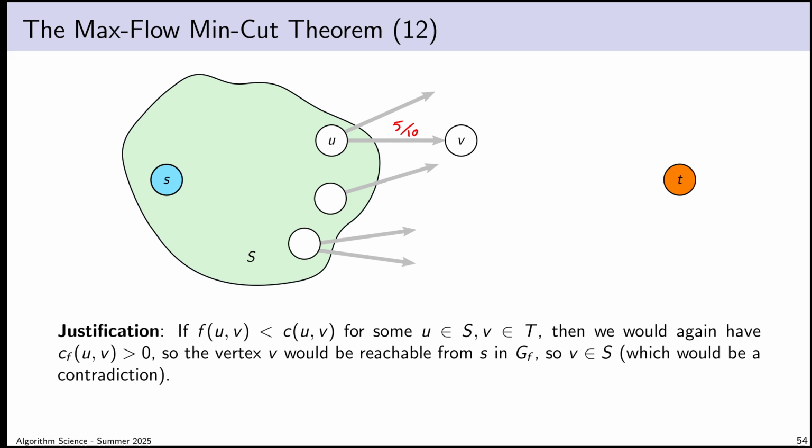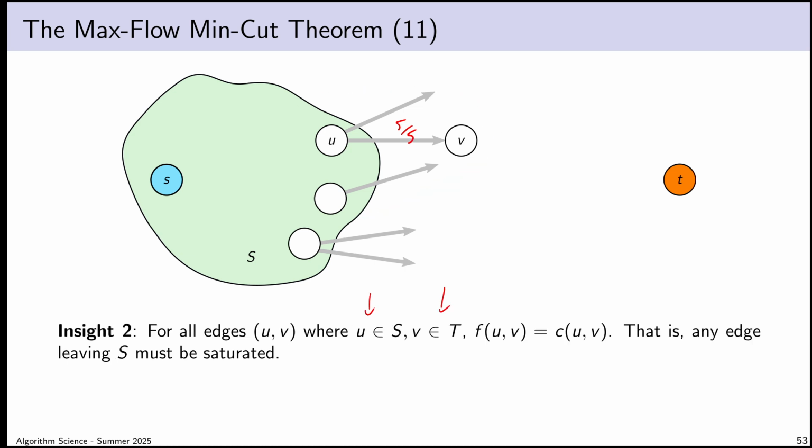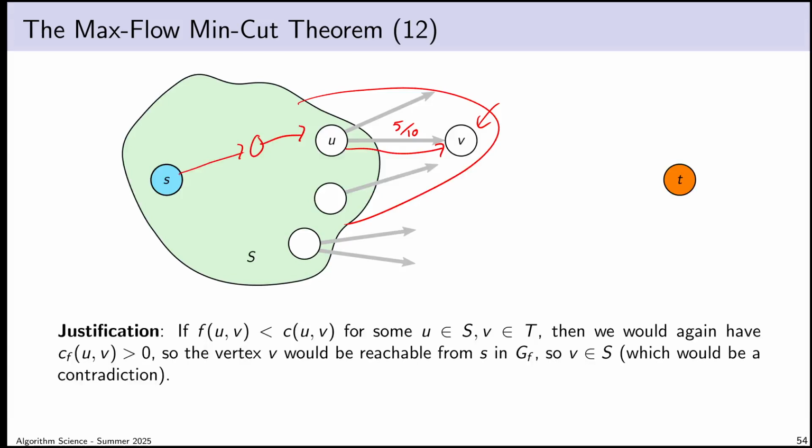Well, if the edge has 5 out of 10, then when I go looking for augmenting paths, I would have been able to get all the way to vertex V. Vertex V would have been reachable from vertex S in the residual network. And if that were the case, then vertex V would be in S, which is a contradiction because I just said a minute ago that vertex V wasn't in S. And that's enough to give us what we need for insight 2.